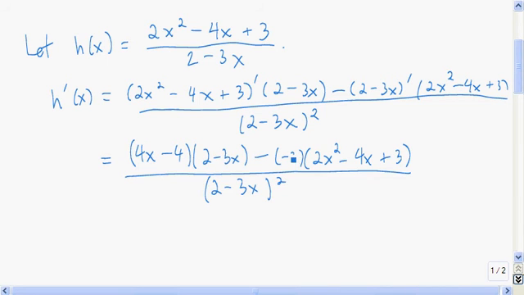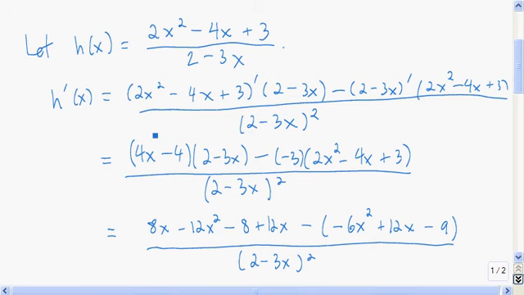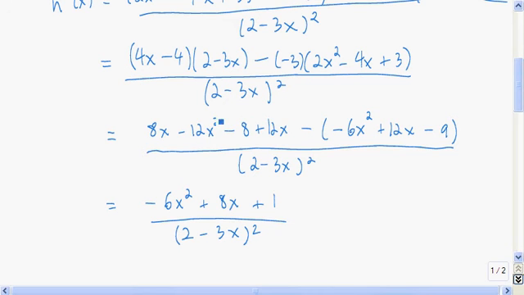Okay, let's clean up both of these two pieces in the numerator. So we FOIL this one and distribute the negative 3 on this side. Now we can collect like terms. So we have negative 12x squared minus a minus 6x squared, which is negative 12x squared plus 6x squared, so that's negative 6x squared. 8x plus 12x minus 12x is 8x, and negative 8 minus a minus 9 is negative 8 plus 9, which is 1. Okay, so this right here is the value of our derivative.